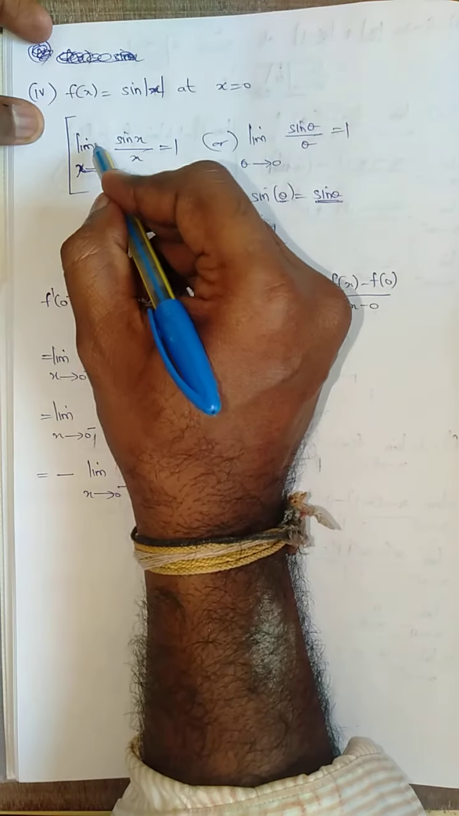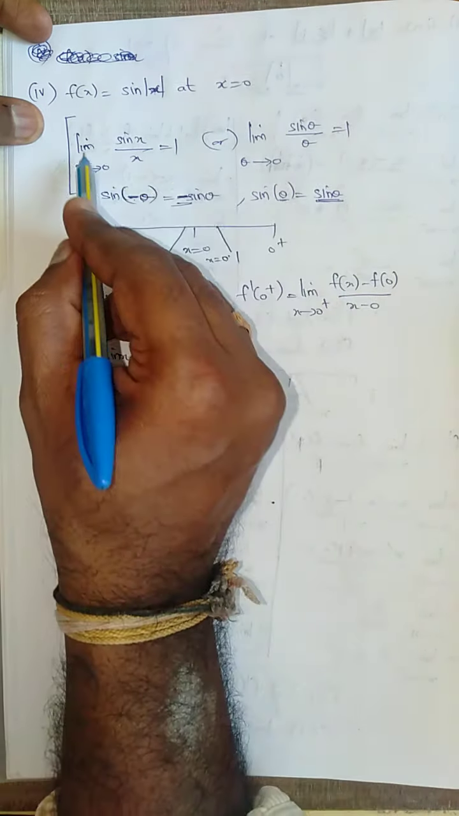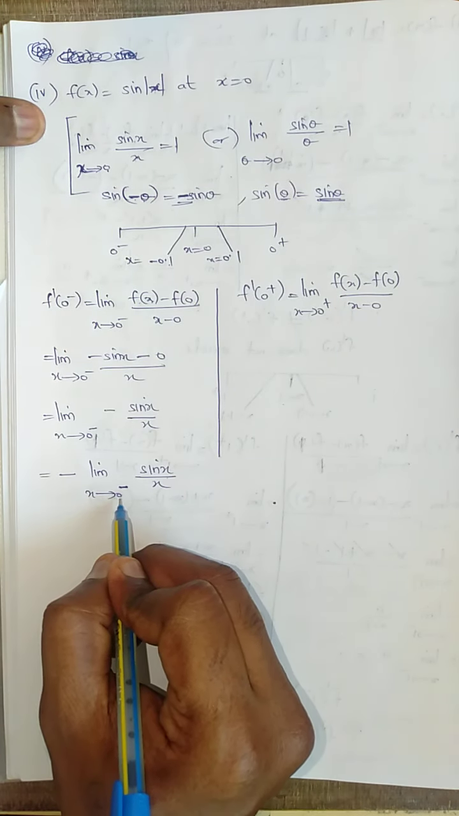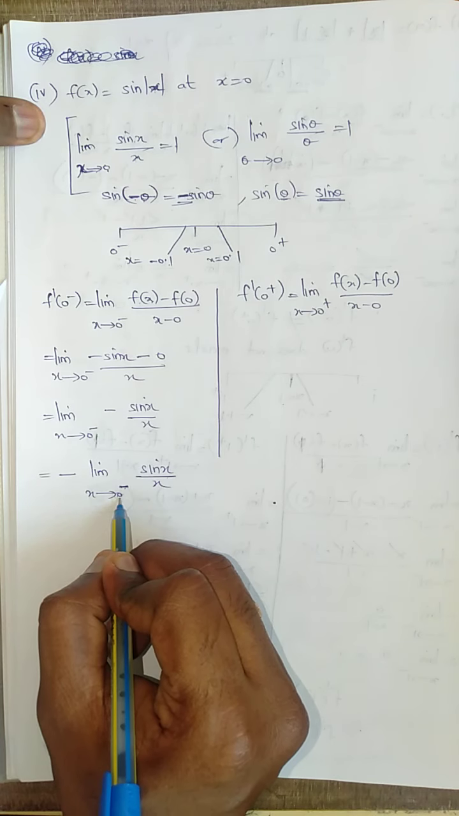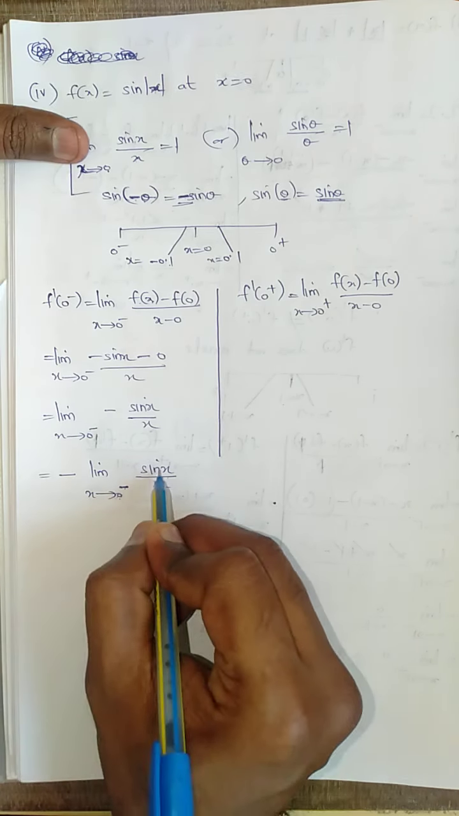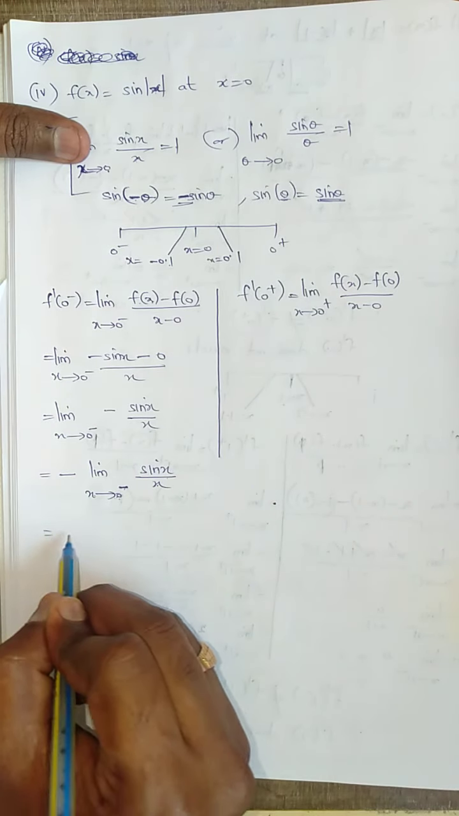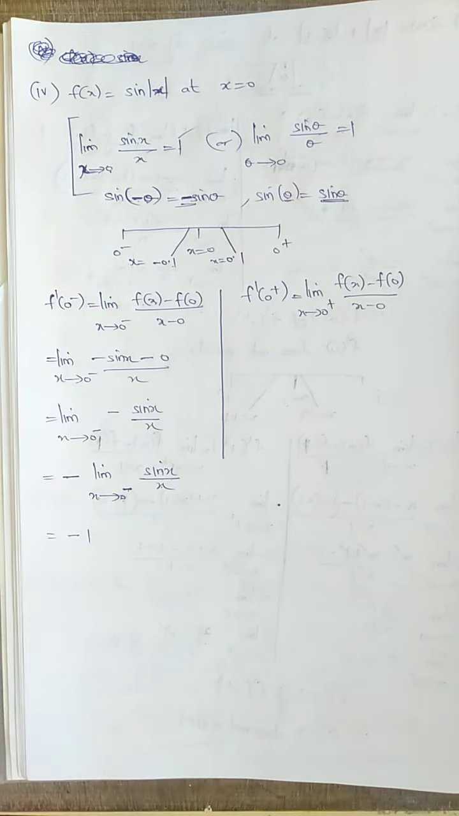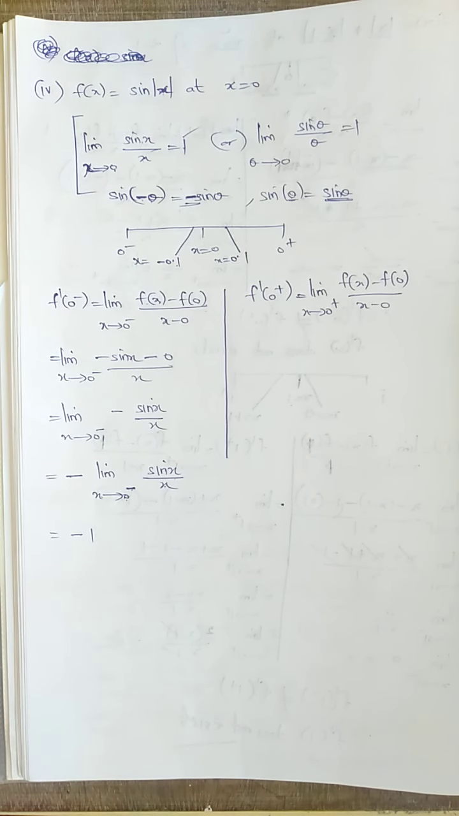We have studied one formula: limit x tends to 0, sin x by x is nothing but 1. Sir, here minus, sir, I have told: even though this is 0 minus or 0 plus, the value I am going to apply is nothing but 0 only. So sin x by x, x tends to 0, is nothing but 1. Here a minus is present, so minus 1. We have got the answer, nothing but minus 1.